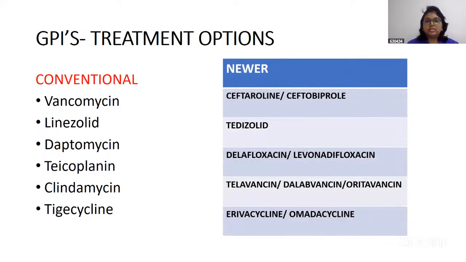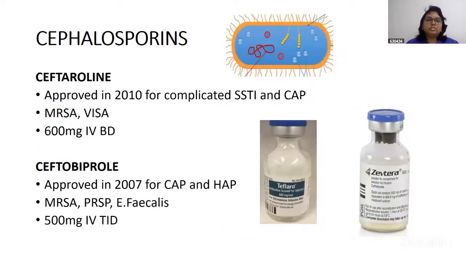And what are the newer agents that are available for gram-positive infections? Ceftaroline, ceftobiprole, which are the 5th generation cephalosporins, tedizolid, delafloxacin or levonadifloxacin, fluoroquinolones, telavancin, dalbavancin, oritavancin, and eravacycline and omadacycline. These we will discuss in a nutshell. The newer cephalosporins that are available are ceftaroline and ceftobiprole. We know that they are cell wall synthesis inhibitors.